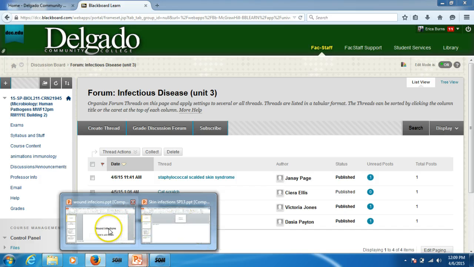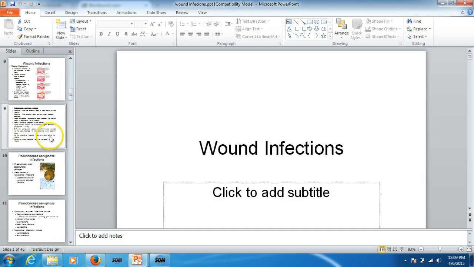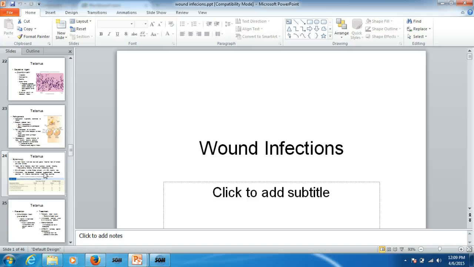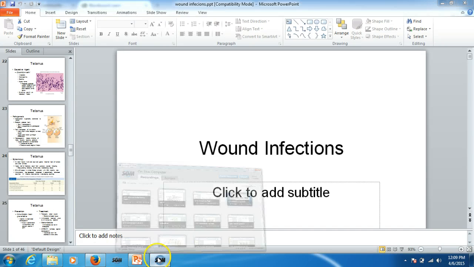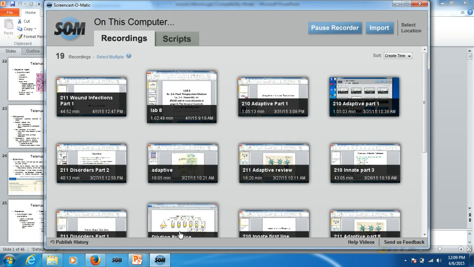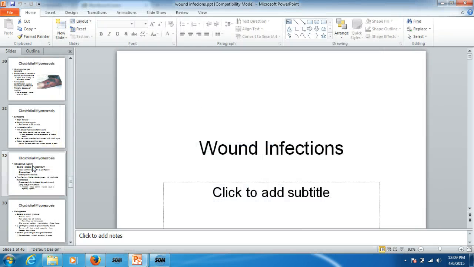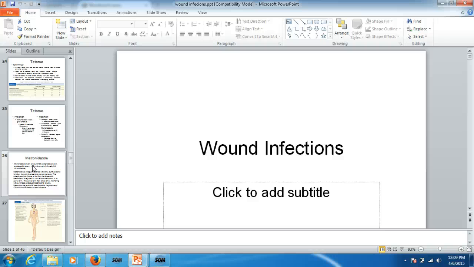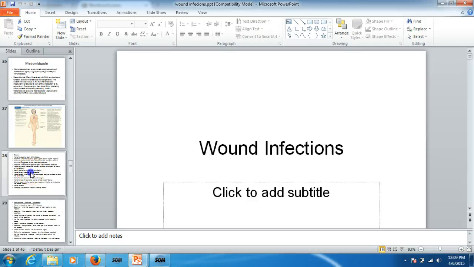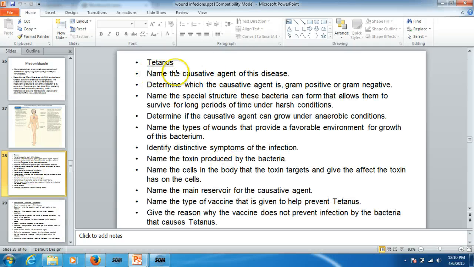So that brings us to wound infections, which we started last time. I think we ended on tetanus, right? So again, these are the objectives. Be able to name the causative agent of this disease. Anyone remember what it is? It's Clostridium tetani, right?